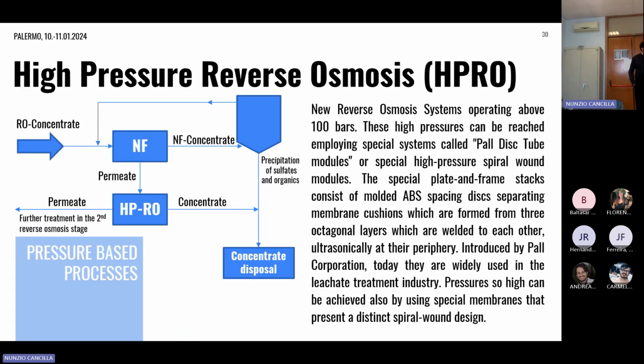So high pressure reverse osmosis, I mean, it has been said that, of course, we can treat more concentrated saline solutions with higher pressures, and we can operate in the range of 100, 120 bar. But of course, there are significant limits to going to higher values, I mean, mechanical resistance.